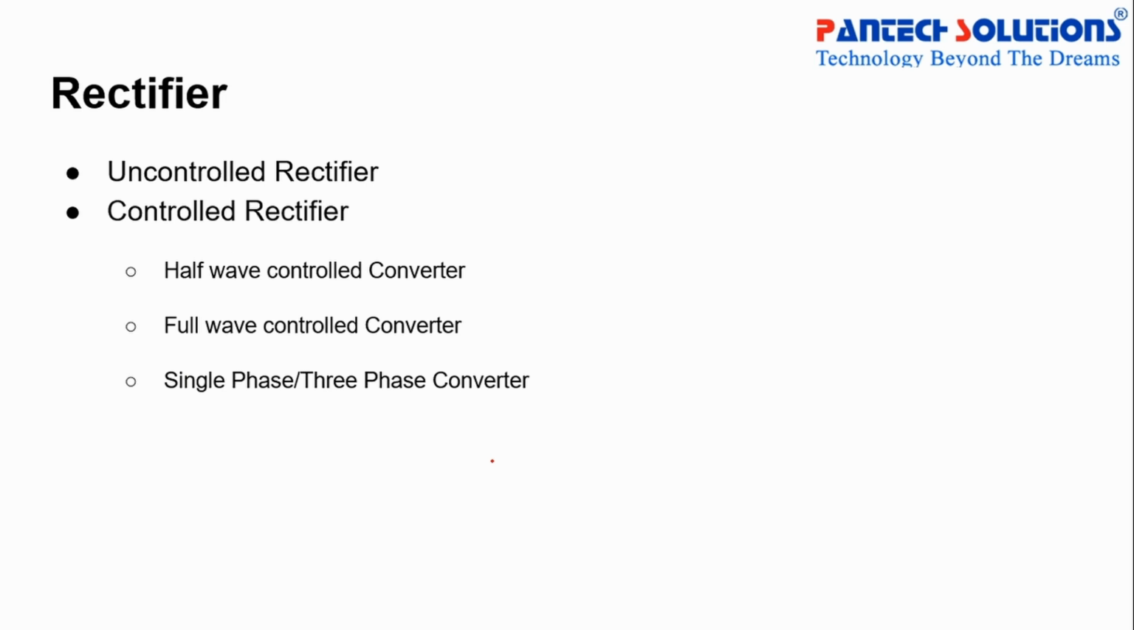So let us start from the rectifier, that is AC to DC converters. Generally it has two types of converter: one is an uncontrolled converter and the other is a controlled converter. The uncontrolled converter will use a diode to get output. Similarly, the controlled rectifier will have an SCR, that is silicon controlled rectifier. By applying control signals to this controlled rectifier, we can control the output voltage.